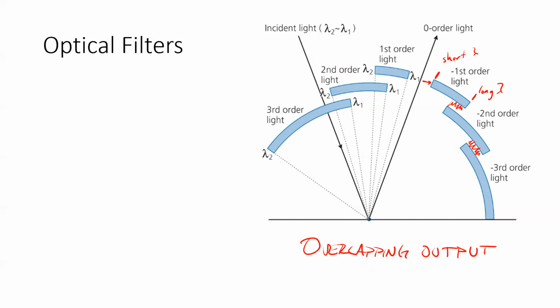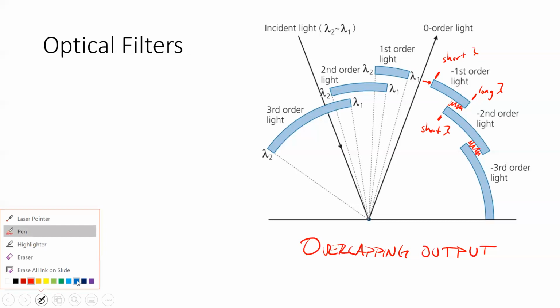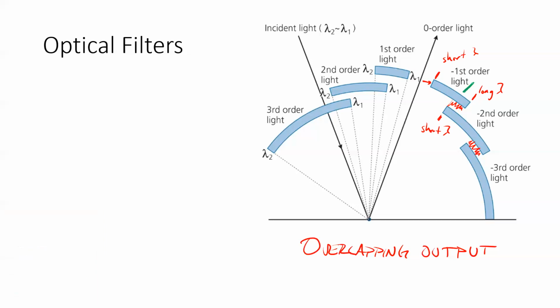And so because of that, if we think just about the first and second order diffractions, here we have our short wavelength. If I'm interested in first order light, and I'm interested in something right here, well, I'm going to have that first order diffraction, but I'm also going to have some short wavelength second order diffraction that's coming through at exactly the same angle, right?